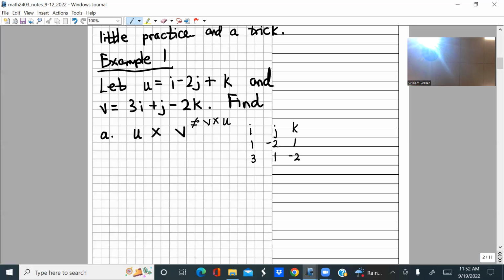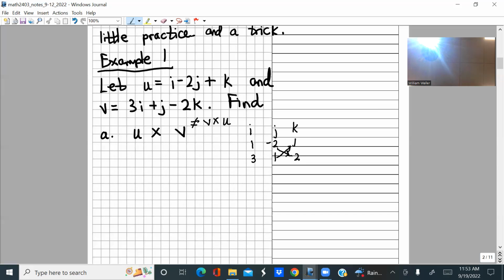I'm going to take this diagonal and multiply those two, then take this other diagonal and multiply those two, and subtract. So you take this diagonal product minus this diagonal product. Easy, right? Remember, you blocked out the first column and you're just working with the second two columns. Let's see, what is that? -2 times -2 is +4, minus 1.